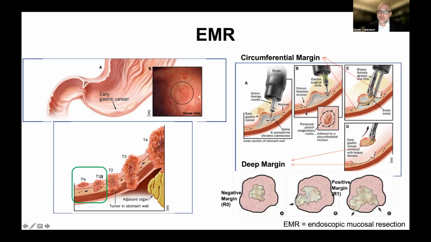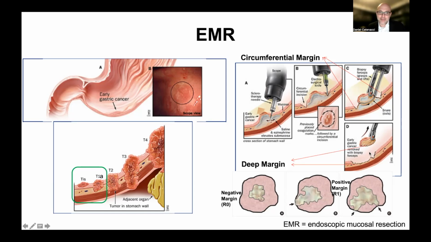In addition to the circumferential margin, in this case of an EMR, endoscopic mucosal resection, we want the deep margin, the bottom part of where they've cut out the cancer, to also be negative, because of course we don't want residual cancer cells left here either. The idea of doing an EMR is that it's been identified as a very superficial mass, so that we can essentially scrape it off and remove it.